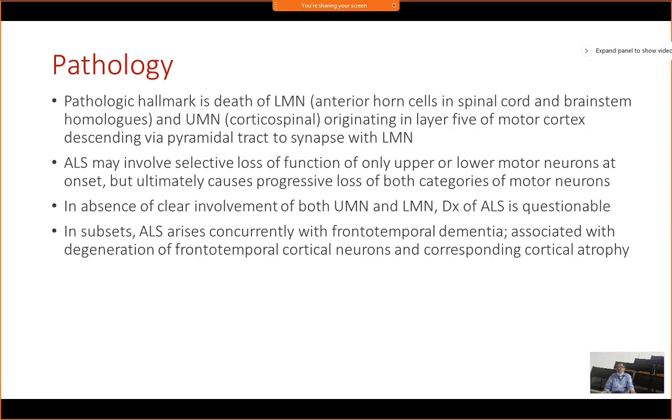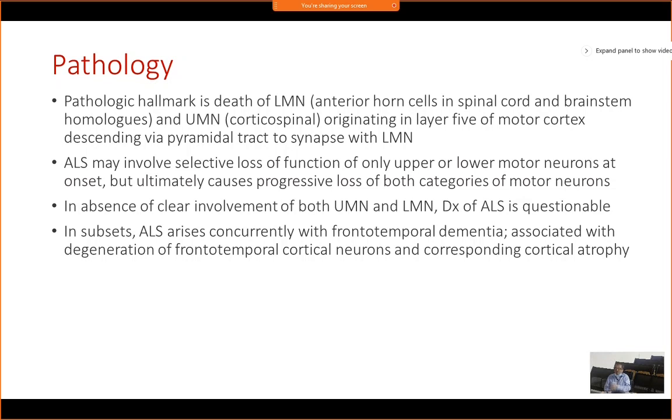Now, what is the pathology? The pathology is death of the anterior horn cells in the spinal cord and in the brainstem homologues, and the upper motor neuron is destroyed, that is the pyramidal tract neuron as well as the fibers. The amyotrophic lateral sclerosis may involve selective loss of function of only the upper or the lower motor neurons at the onset. That means it need not be present globally at the beginning, but it may present focally, and later on it goes on to spread to both the upper motor as well as the lower motor.